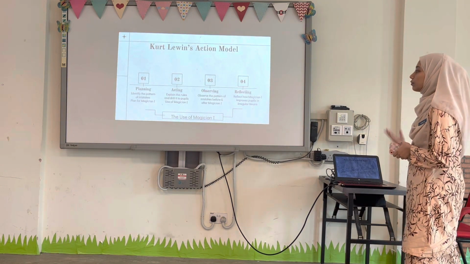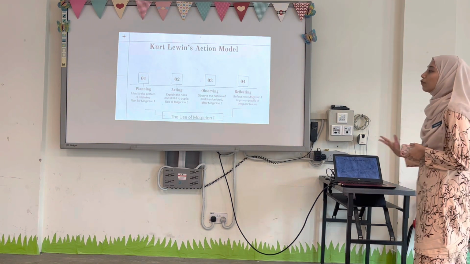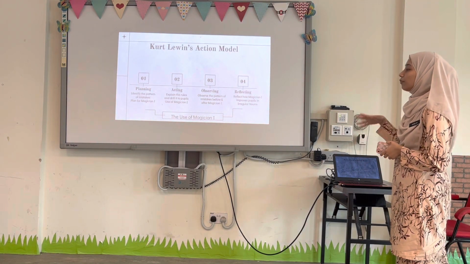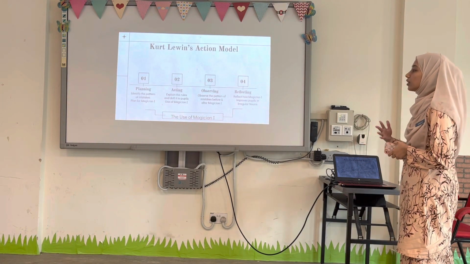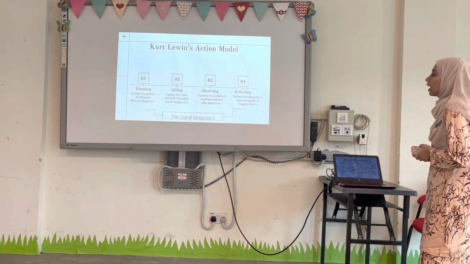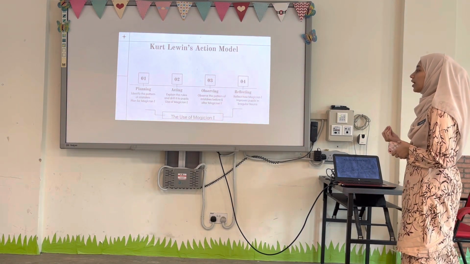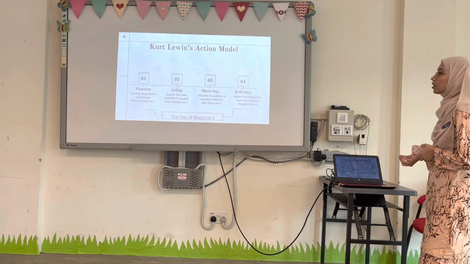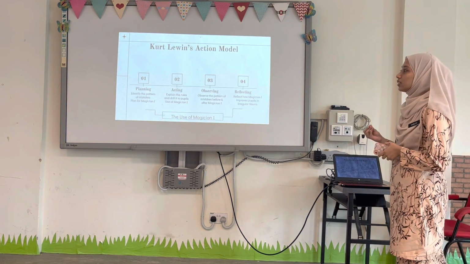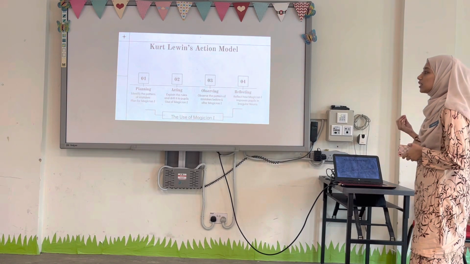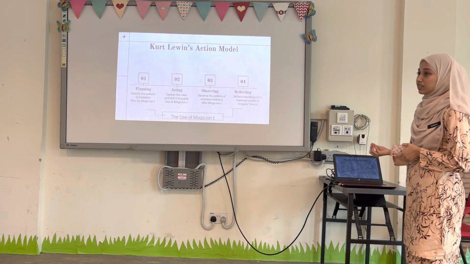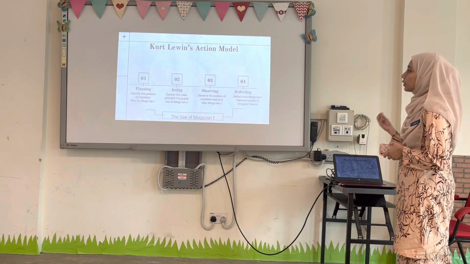And then for observing, I will observe the pattern of mistakes before and after using the Magician I during the teaching and learning process. And the last one is reflecting. I will reflect how Magician I improves pupils in irregular nouns. Let's say that my intervention is not working. I will do some improvements from time to time within the period of the cycle.